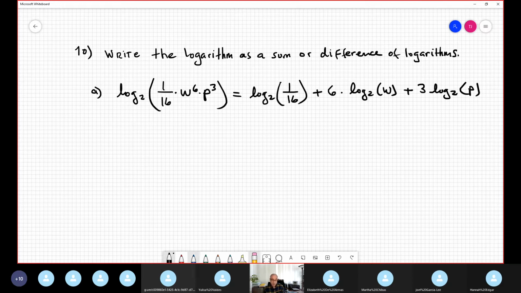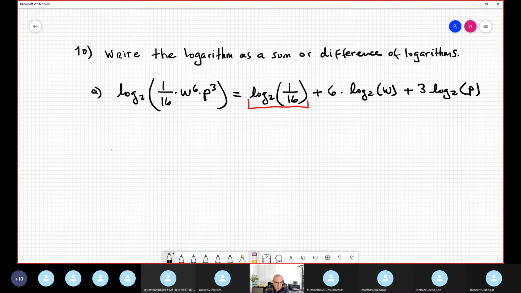However, the numerical part, no. The numerical part, I need to find that. So what is, you need to find logarithm base 2 of 1/16. Remember, we can do that using the calculator, or we can do that by hand. I want to explain both ways. Okay, suppose by hand.